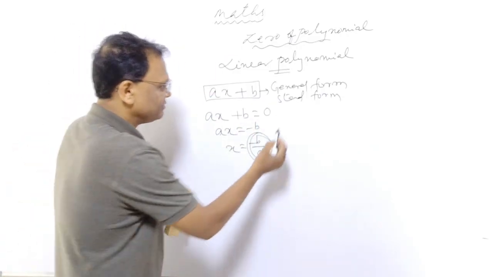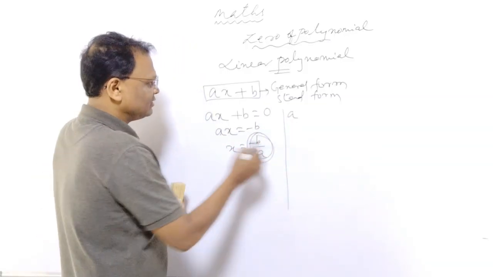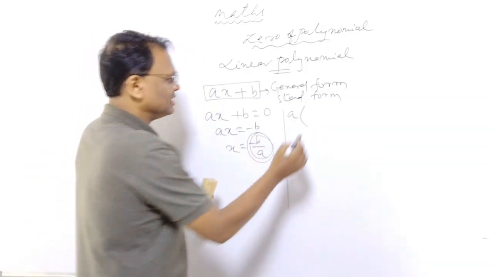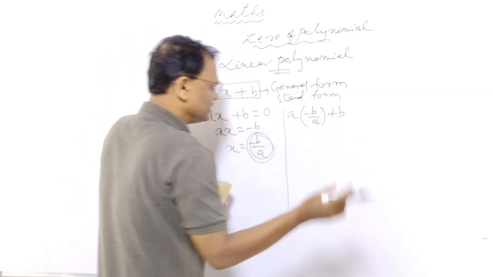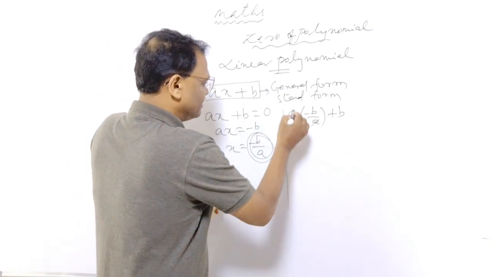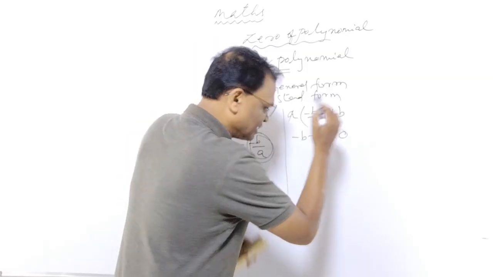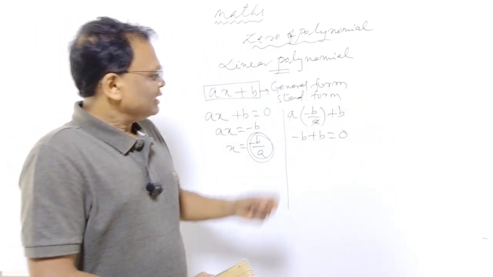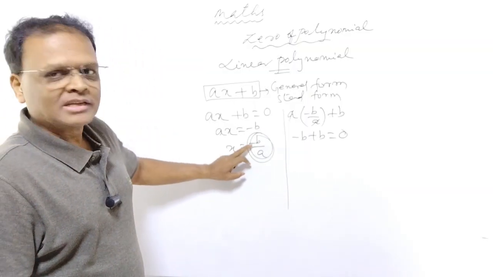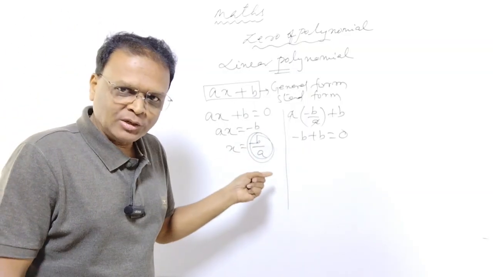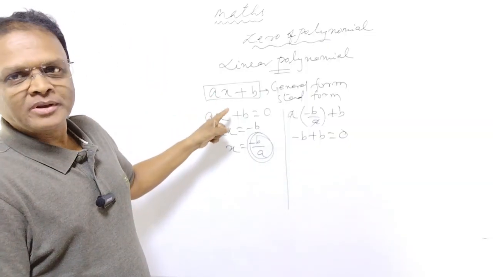If you want, you can check here. But you need to check ax plus b. What is the x value I got here? Minus b by a. Minus b by a plus b. Now you see what I am getting. This a gets cancelled. Minus b plus b, which is nothing but the 0. So x value, what I have taken? I have taken x value is equals to minus b by a. This is the x value, and hence this is my 0 of this given polynomial.